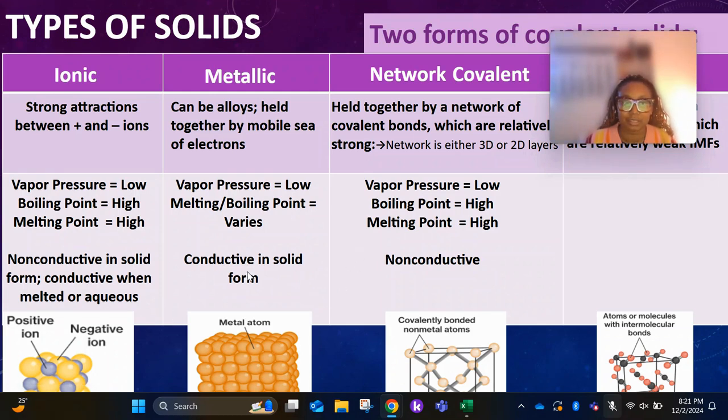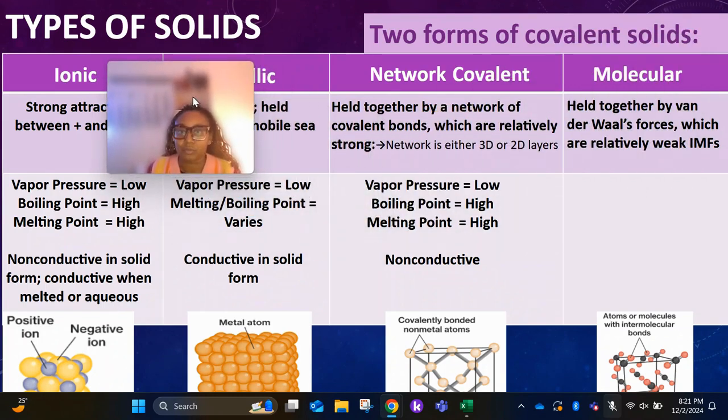Non-conductive, conductive, non-conductive. Non-conductive in solid form, conductive when melted or aqueous. So I'm going to repeat that because here's what I need you to hear. Non-conductive when combined, so think salt, okay? It's not conductive when they're in salt form. But if I put salt into some water and make an aqueous solution, okay, of some salt water, it can become conductive. And that's because when things are in aqueous solution, my positive ion and my negative ion actually separate. So now I can create that charge I need, right? So, all right.